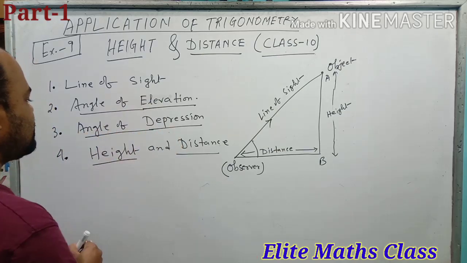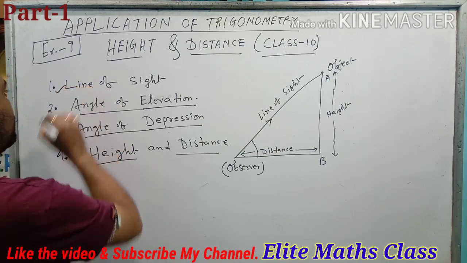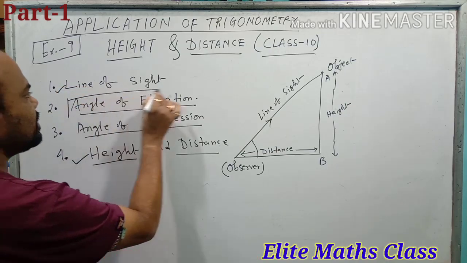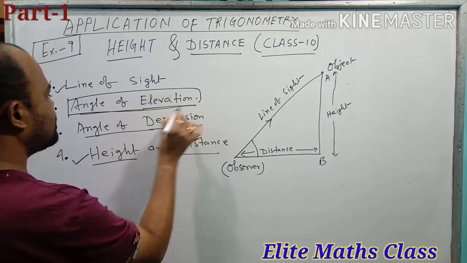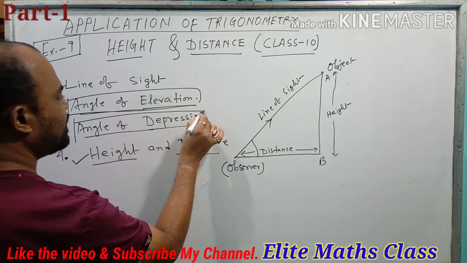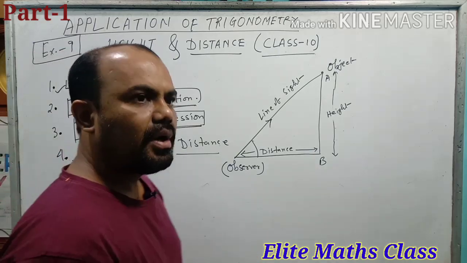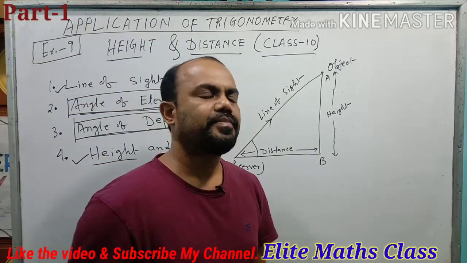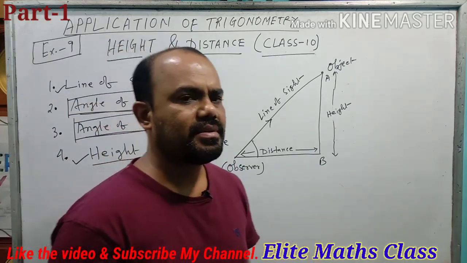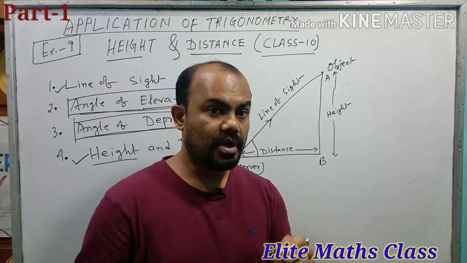Numbers 1 and 4 are the simple things. These are especially new concepts: what is angle of elevation and what is angle of depression? If these concepts are clear and you can draw the figure from the question, then that's enough, because in this exercise all the questions will be word problems.